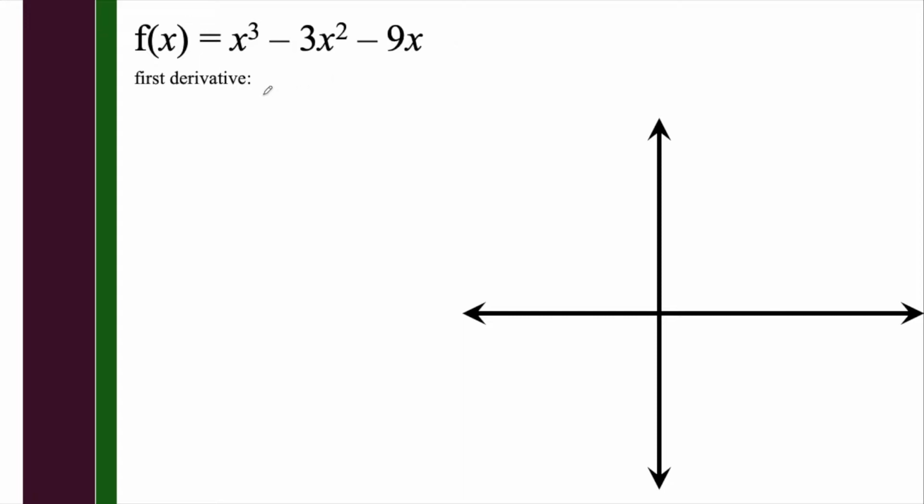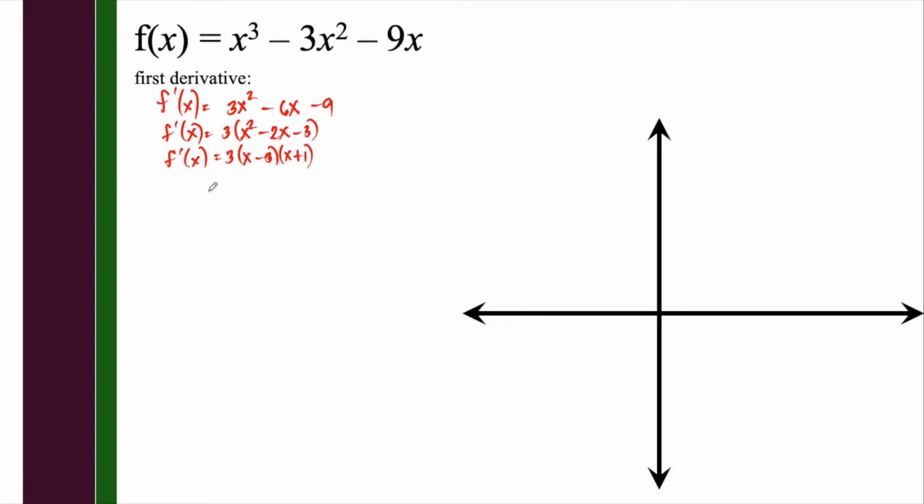Getting the first derivative of this function, f prime of x will give us 3x squared minus 6x minus 9. Factoring 3 out will give us x squared minus 2x minus 3. Further, we may factor the expression inside the parentheses, so that is (x minus 3)(x plus 1).